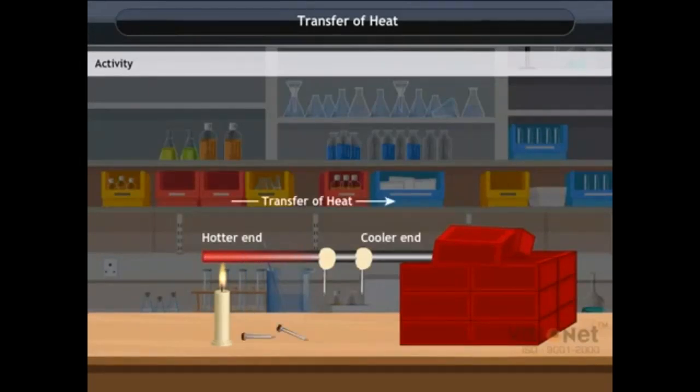So what do we observe in this activity? We observe that the heat is transferred from the hotter end having candle to the cooler end not having candle. This is conduction. In solids, heat is generally transferred by the process of conduction.